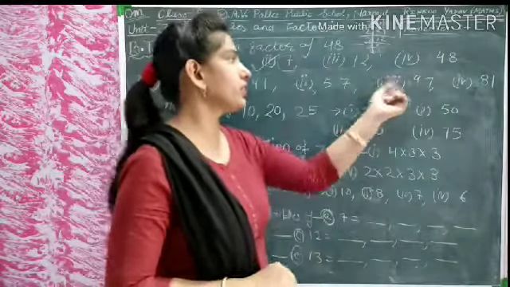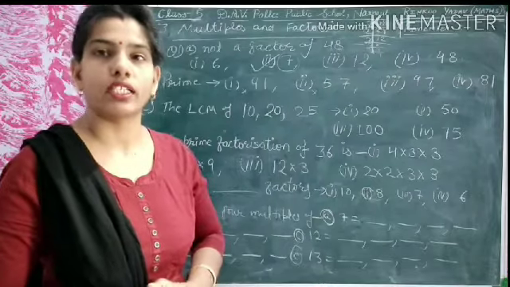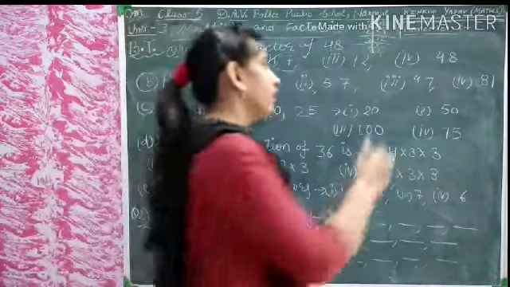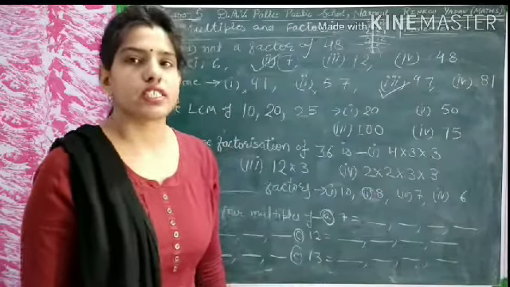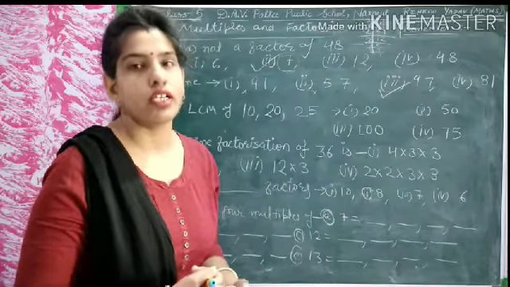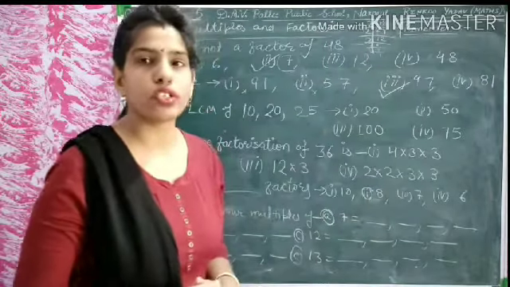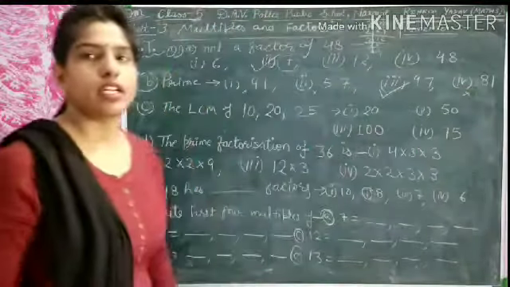Now we will check 97. 97 is not divisible by any number other than 1 and 97. So it will be a prime number. Now we will check 81. Yes, it is divisible by 3, 9, 27. It means it is not a prime number. So the only prime number here is 97.